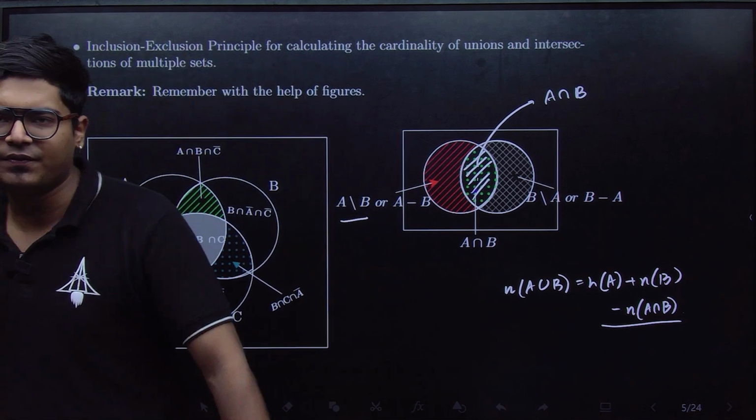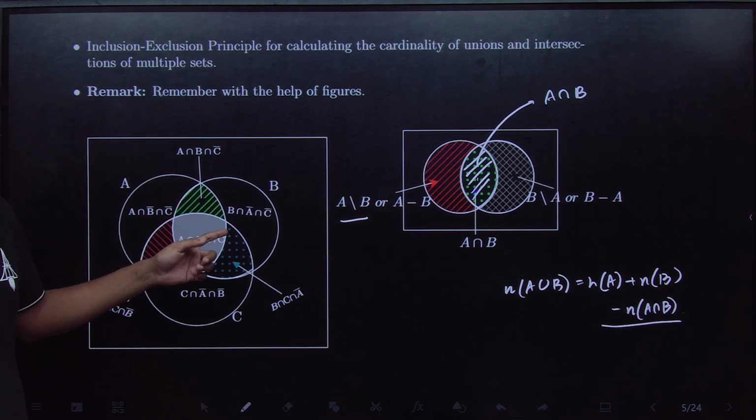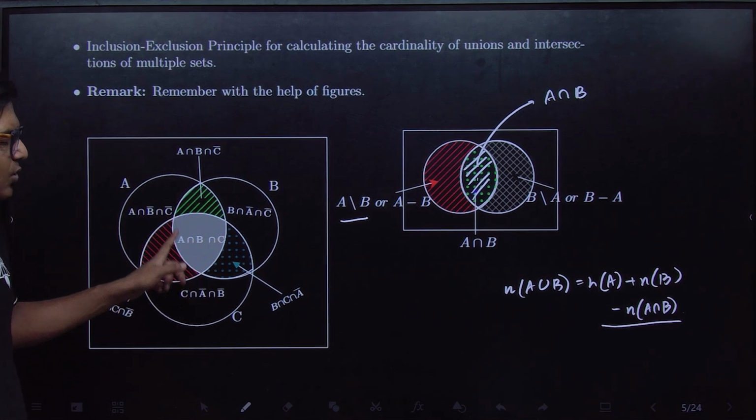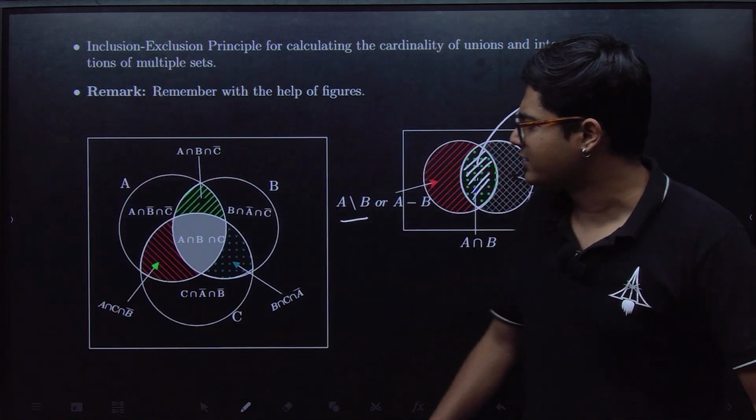And you can do the same thing for the union of three sets, right? You add A, B, C, so these parts are common, so you subtract it, right? But when you're subtracting it 3 times, this gets over subtracted, so you need to add it in the end, right? That is the idea of the principle of inclusion and exclusion.